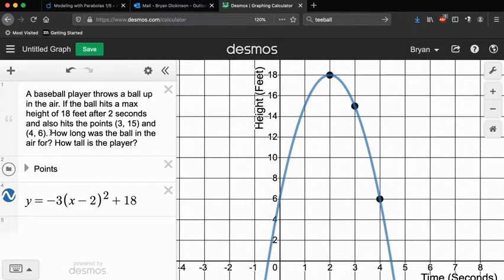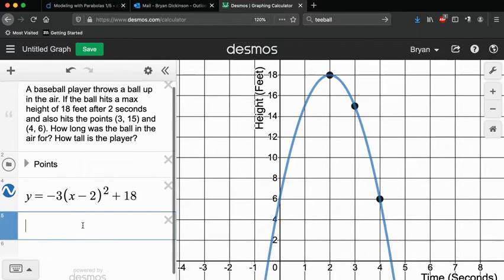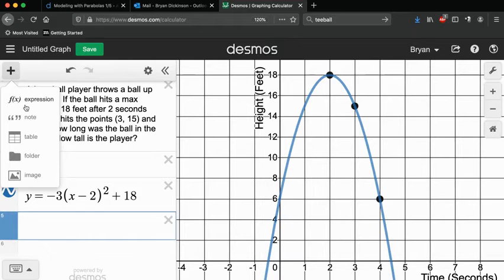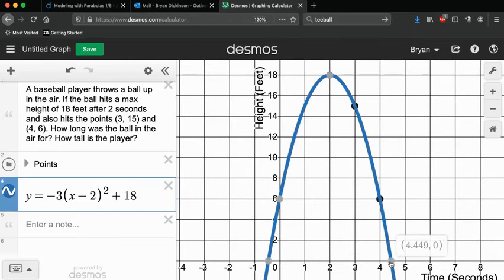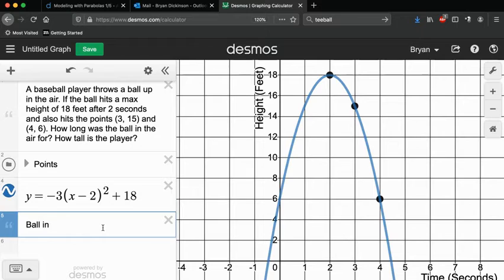Now we can go on to answer how long the ball was in the air for. Well, if this is time 0 and it goes all the way over and it lands, it looks like the ball was in the air for 4.449 seconds. All right, so we've answered the first question there.